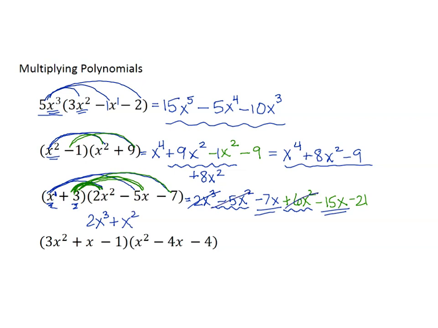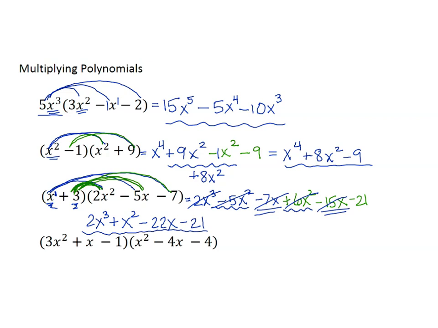Now I've got my x terms. I've got a negative 7x and a negative 15x. Combine those, and we get negative 22x. And lastly, our constant term. There's nothing else to combine it with because there's no other constant term, so we just get minus 21. And that's our final answer.